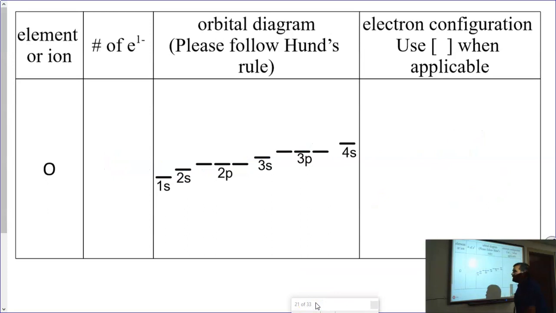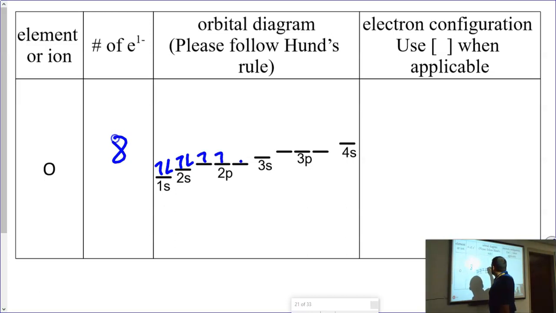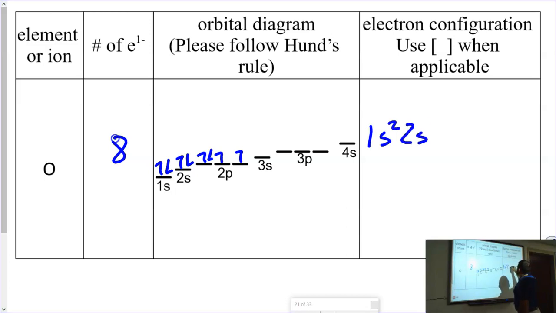Oxygen. Oxygen is element number 8, neutral, so we have 8 protons, 8 electrons. 1, 2, 3, 4, 5, 6, 7, 8. I would use helium for my abbreviation, so forget it, I don't need it. 1s2, 2s2, 2p4. There's your oxygen.